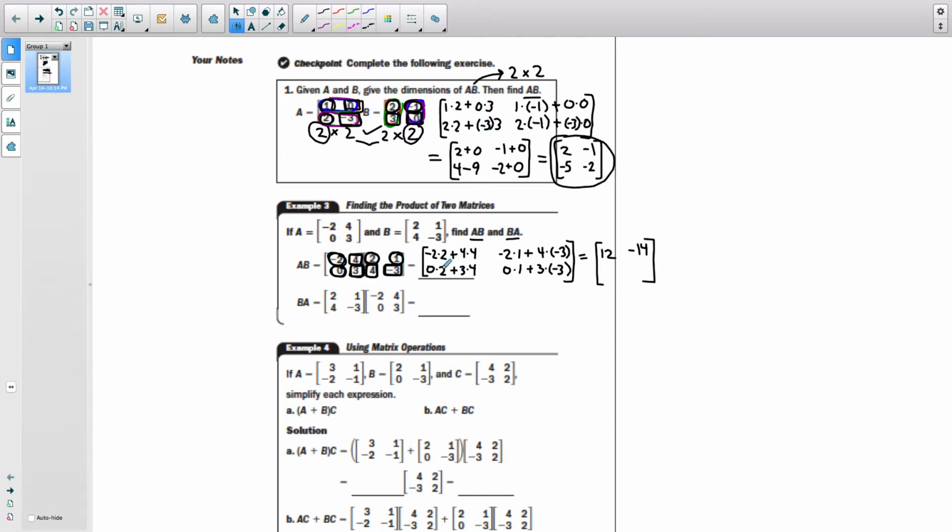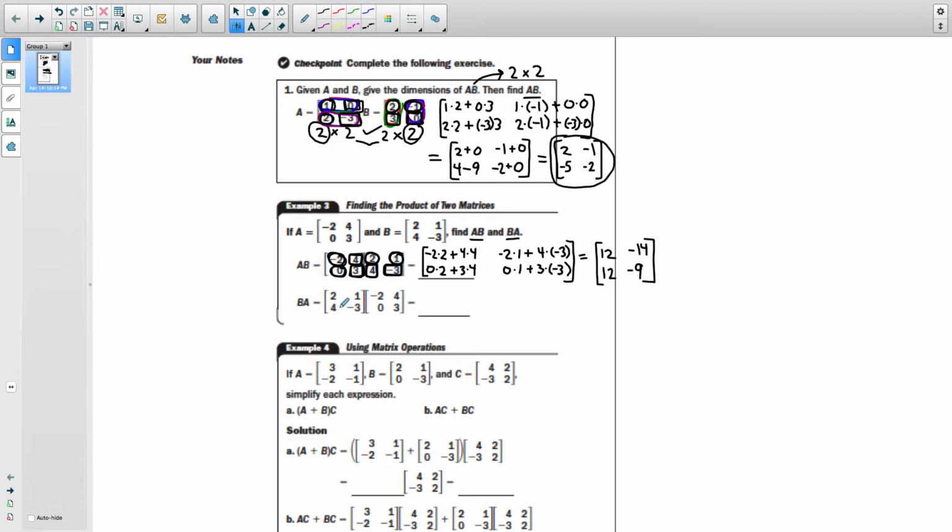0 times 2 is 0. 3 times 4 is 12. 0 plus 12 is 12. 0 times 1 is 0. 3 times negative 3 is negative 9. So 0 minus negative 9 is negative 9. Okay, and so that would be the answer for A times B. Matrix 12, negative 14, 12, negative 9.